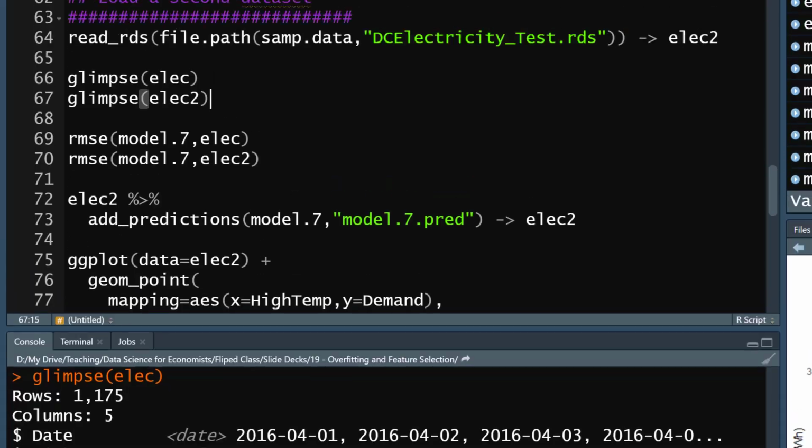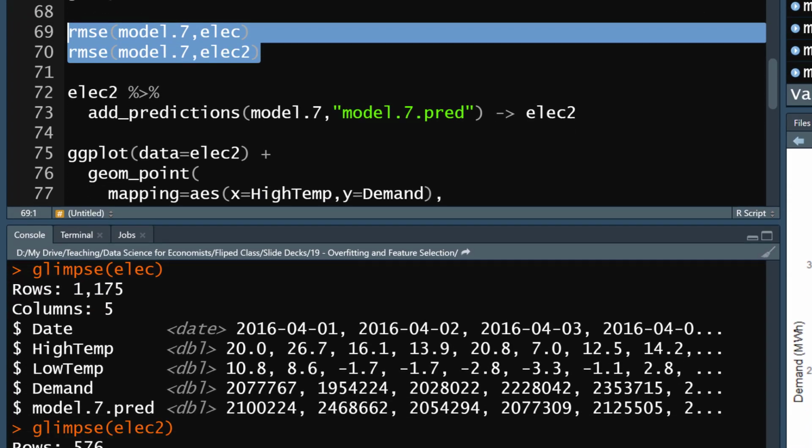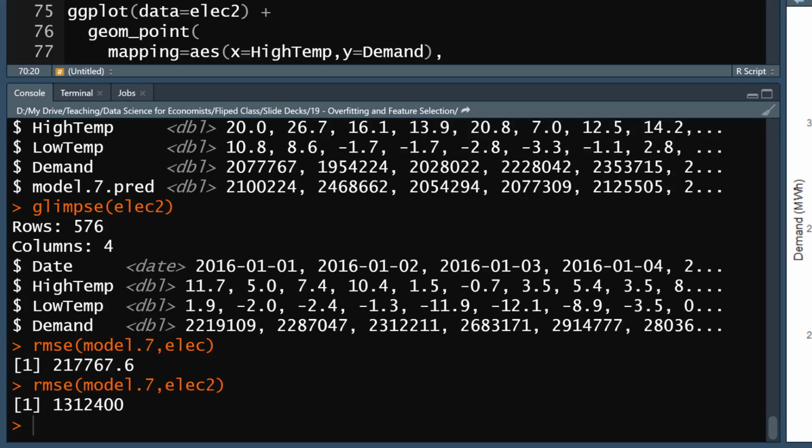Well, going back to my code, I can use the RMSE function from the modelr library. First, I'll run it on the elect tibble so we can remember what the model fit was on that tibble, and then I'll evaluate that same model's predictions on the elect2 tibble. Looking at my output, if you remember, the root mean square error from the original model was 217,767. On the elect2 tibble though, the root mean square error is much larger. It's 1,312,400. This is a huge difference in prediction error. So let's take a look at what happened.